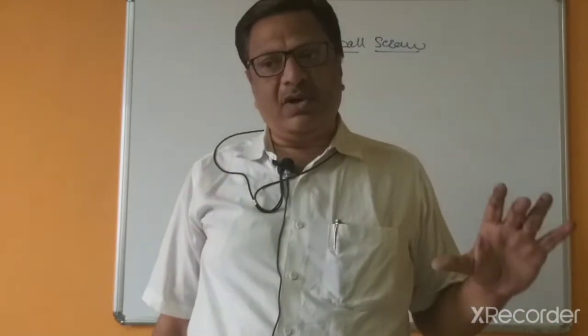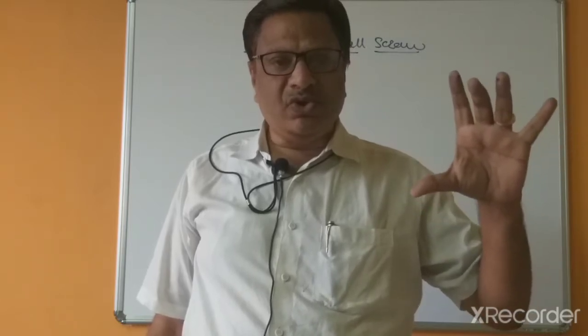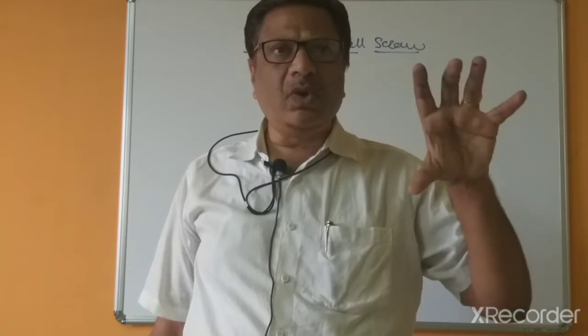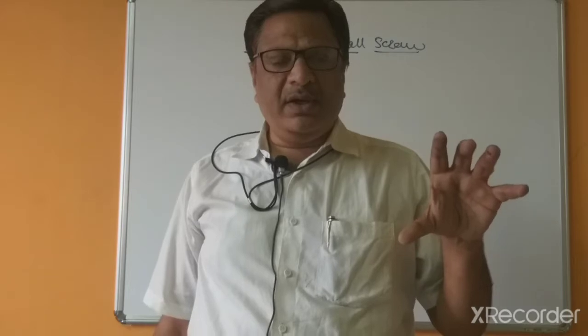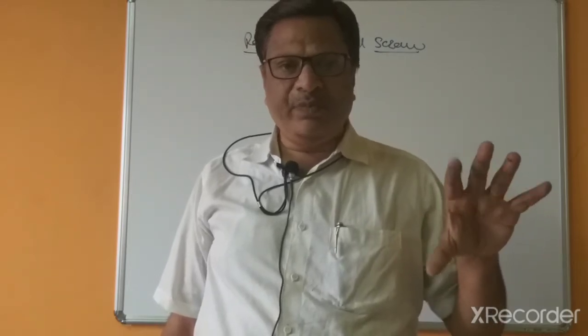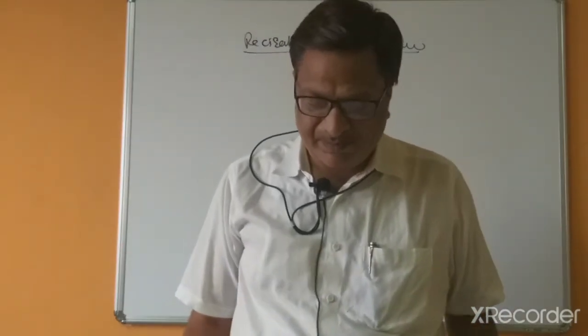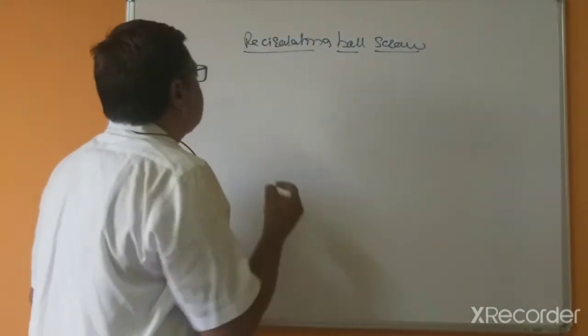But for the same capacity of the screw jack, the size, or you can say the compactness, of the screw jack is less as compared to sliding friction, because the sliding friction screw jack is more compact for the same capacity. So in the recirculating ball screw, what happens?